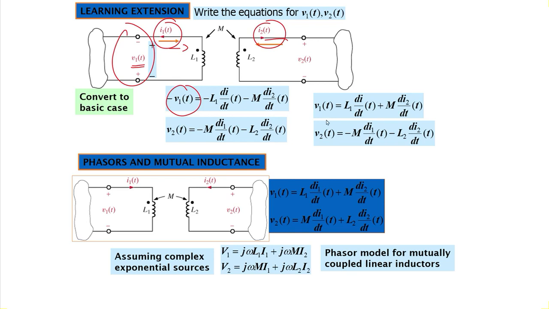So the previous one was V1 L1 d by dt and V2 M di2 by dt. Here the current is in the opposite direction, so we are using a minus sign with it and a minus sign with it. So there is nothing special about it. You just have to use loops, and this whole thing will turn out easier.